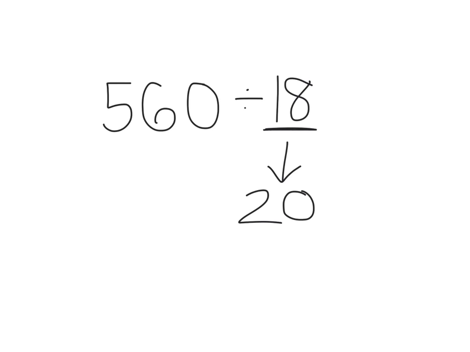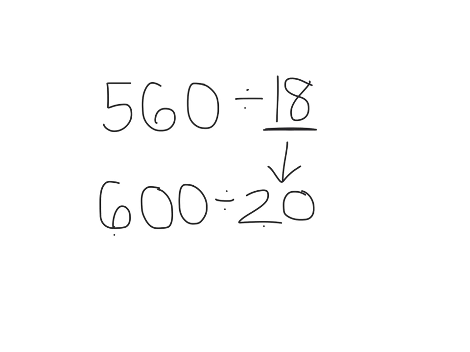And then I start thinking about, well, if I have 560, what would go nicely with 20? So I'm going to round that up to a nice number of 600, because 2 goes into 6 3 times.